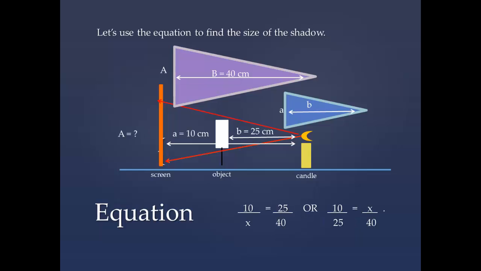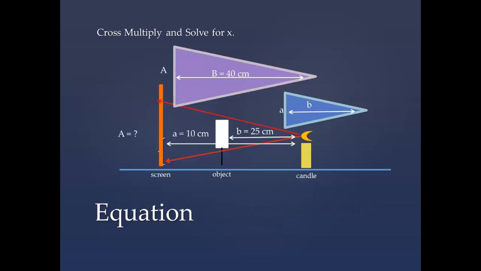Let's use the equation to find the size of the shadow. 10 is to x as 25 is to 40. We could also write 10 is to 25 as x is to 40. Cross multiply and solve for x.